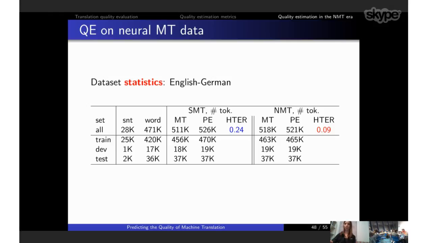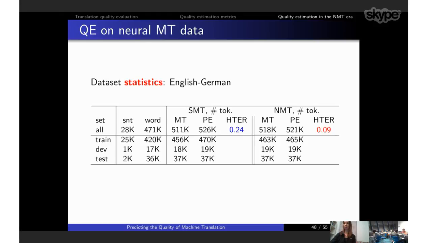And these are just some numbers about the training set and the test set and so on. The only thing that matters here is that if you look at the blue and red numbers, these are the scores for the machine translations, before I do any quality estimation here, of statistical systems versus neural systems. So HTER, the lower the better, because it's an error metric. You see that the neural translation model, which is trained on exactly the same data as the statistical model, is able to get much better translation. Only 9% of the words in the entire data set were actually edited, whereas approximately 24% of the words were edited for statistical MT. In terms of size of training, we have 28,000 sentences and almost 500,000 words. So it's fairly big.